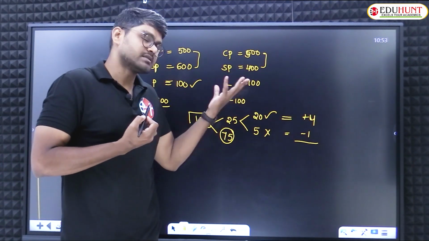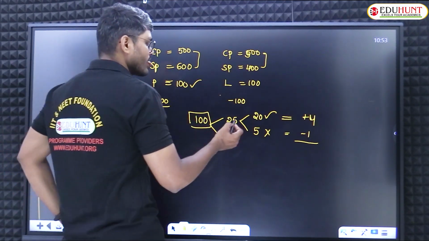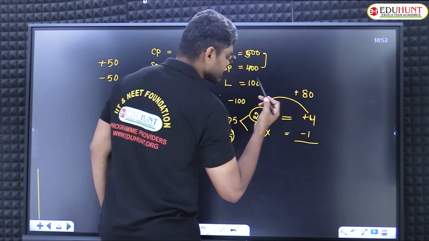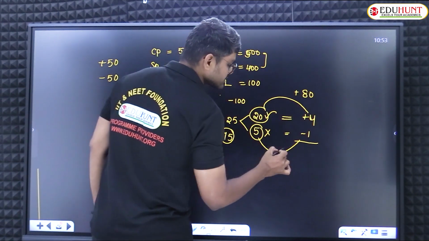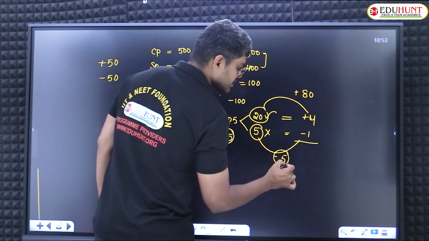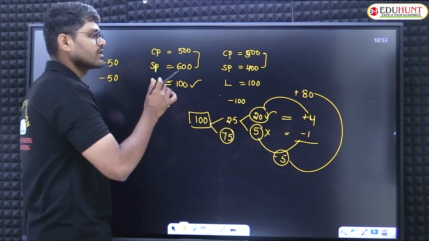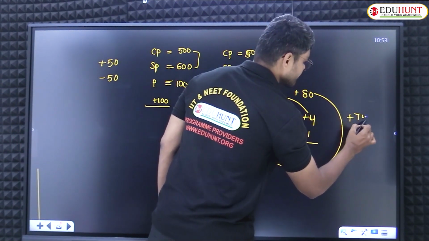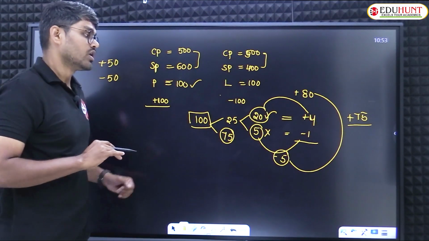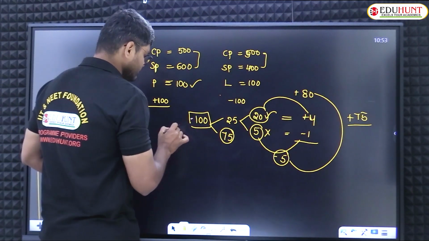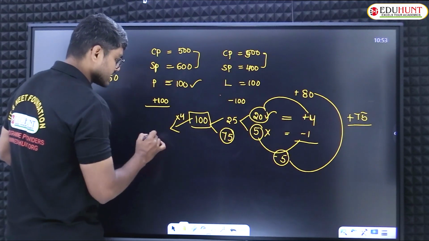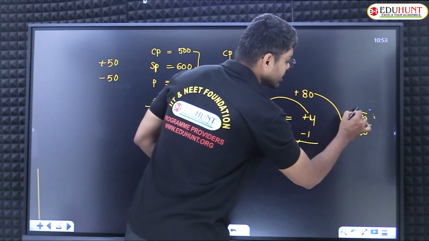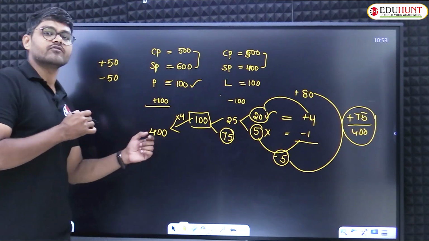Then how many marks did the student get? 20 into 4, 80. This is plus 80. 5 into minus 1, this is minus 5. So the sum of plus 80 and minus 5 is plus 75 marks the student got, out of 100 questions into 4, that is 400. Out of 400 marks, he got only 75 marks.